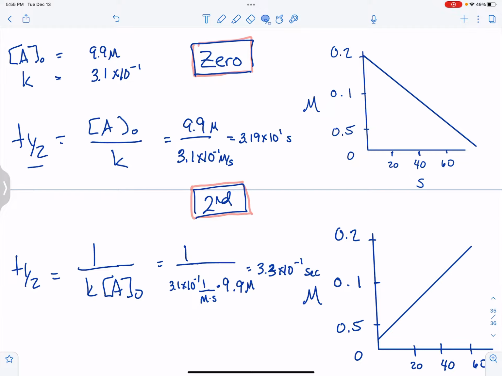For a zero order reaction, if we take the concentration and divide it by a K value, and the unit on that K value matches a zero order K unit, you still have a time. So it's like 31.9 seconds is how long it takes for this concentration to change by half. But then it's kind of like you reset the original concentration at the end of that half-life for the next one. So it's like this.